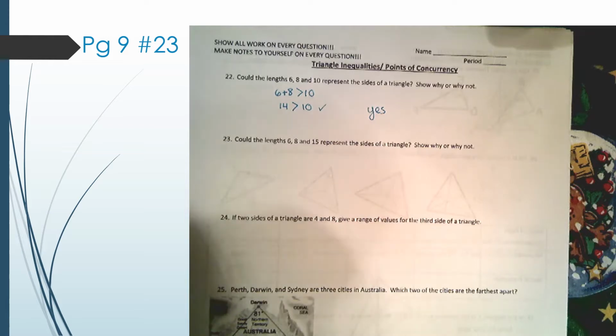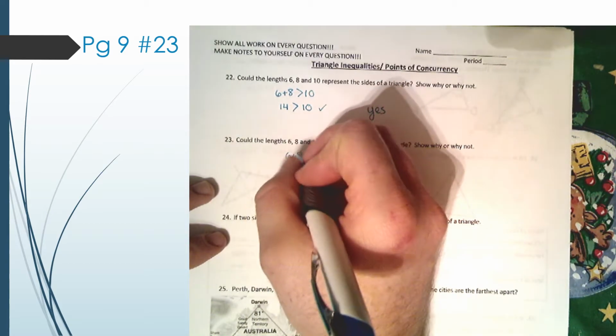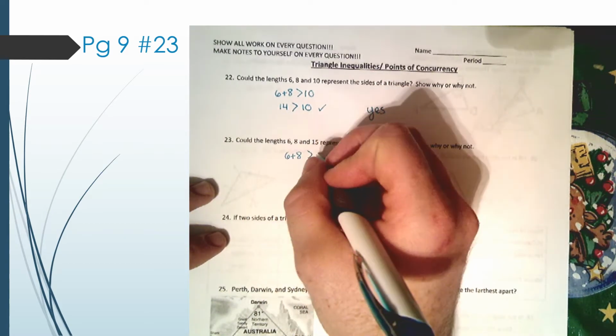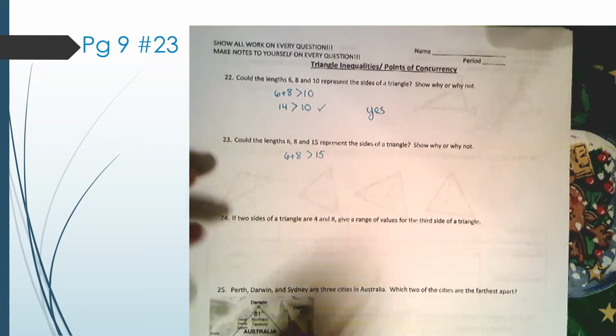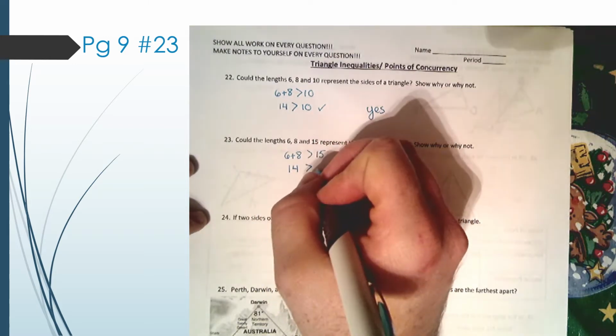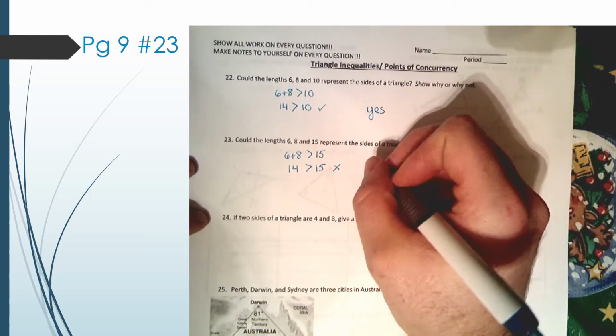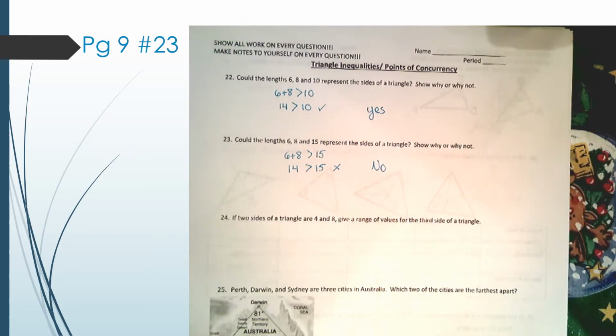All right, so now we're looking at number 23. This one says, could the lengths 6, 8, and 15 represent the sides of a triangle? So we're going to use the exact same logic that we did before, and we're going to do 6 plus 8, and that has to be greater than 15 in order to be a triangle. So 6 plus 8 is 14. 14 is not greater than 15, so no, it is not a triangle.